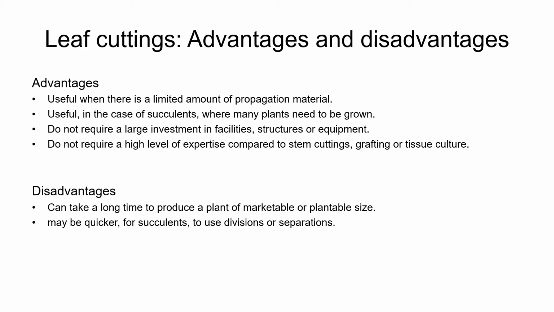One of the main disadvantages of leaf cuttings is that it can take a long time to produce a plant of marketable size, especially some of the succulents, which can be really slow growing, and for which customers are willing to pay a higher price for larger plants. For many of the rosette-forming succulents that self-propagate by producing offsets, it may be quicker to propagate them from divisions or separations, unless propagation material is limited.